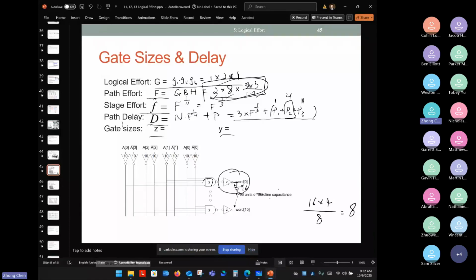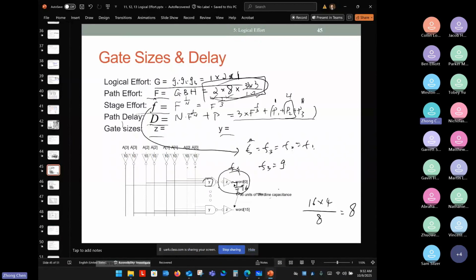Remember, we always start by back calculating the size. We always use the last stage to back calculate the size. Because if we know the F value, F3, F is equal to F3, because F2 and F1 are equal to F. That means each of the stages will have the same stage effort. F3, F2, F1 are all equal to each other. So F3 is the last stage.